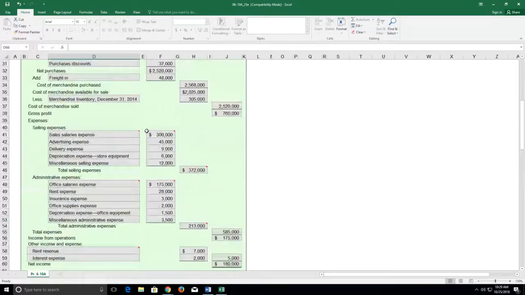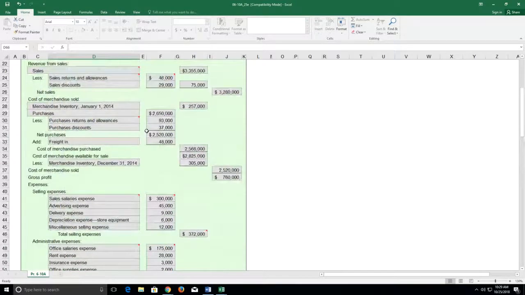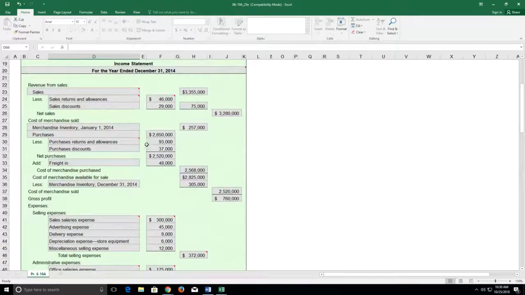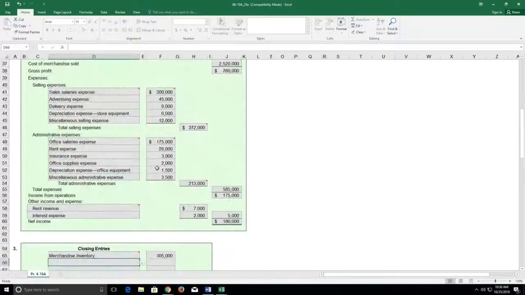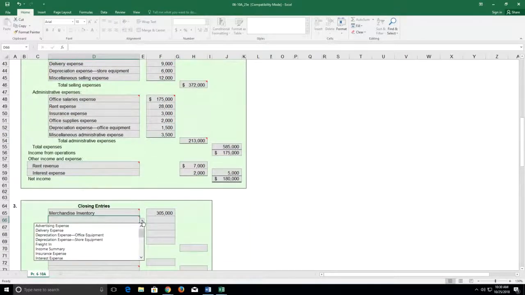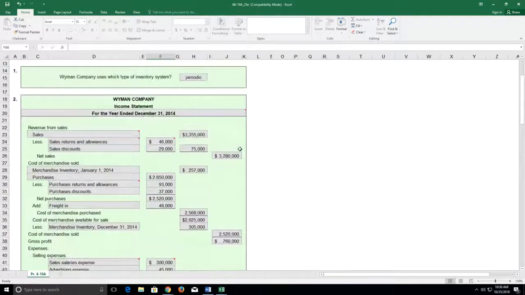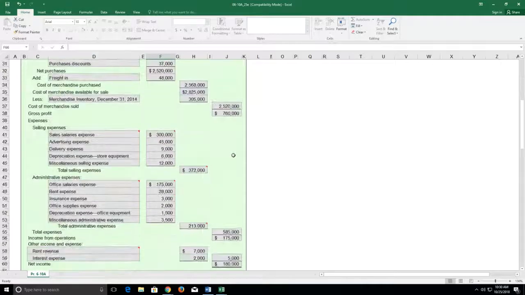So, the remaining accounts are, what goes next? So sales is our next revenue account, and our total sales was $3,355,000.